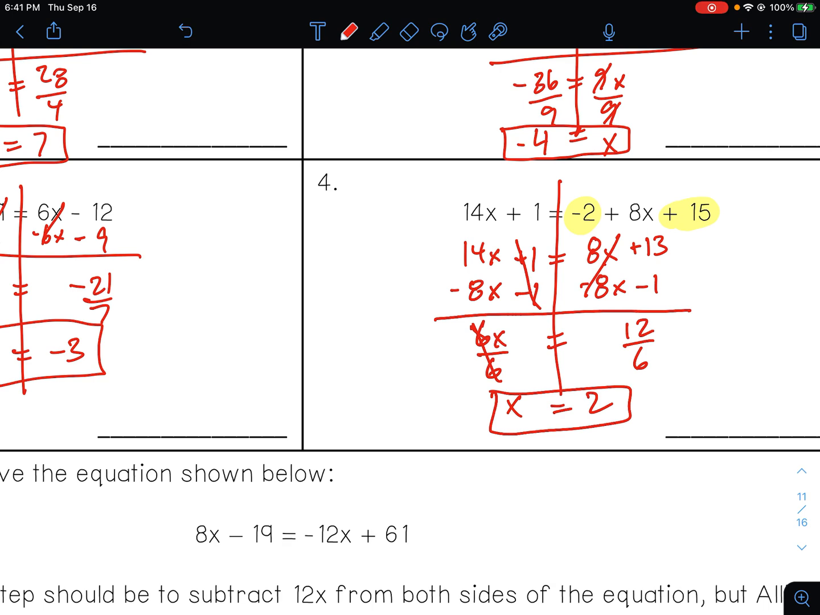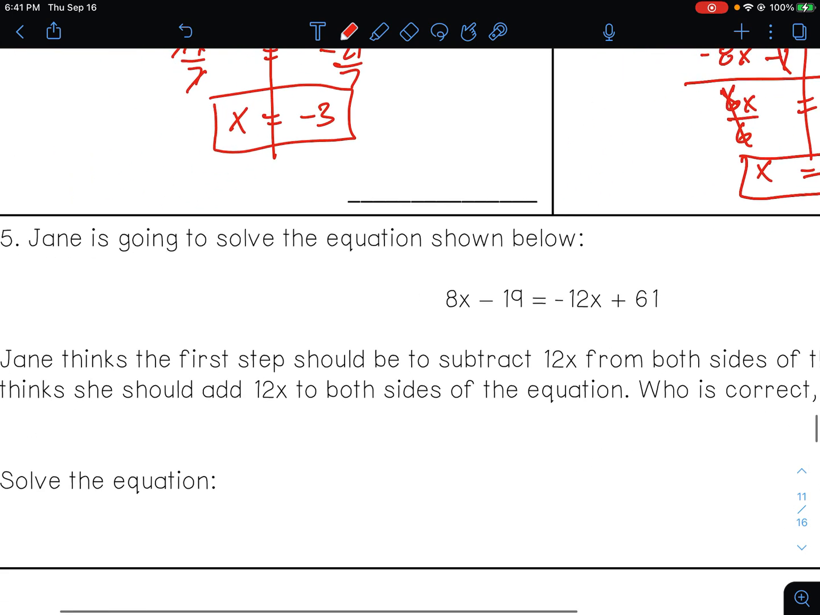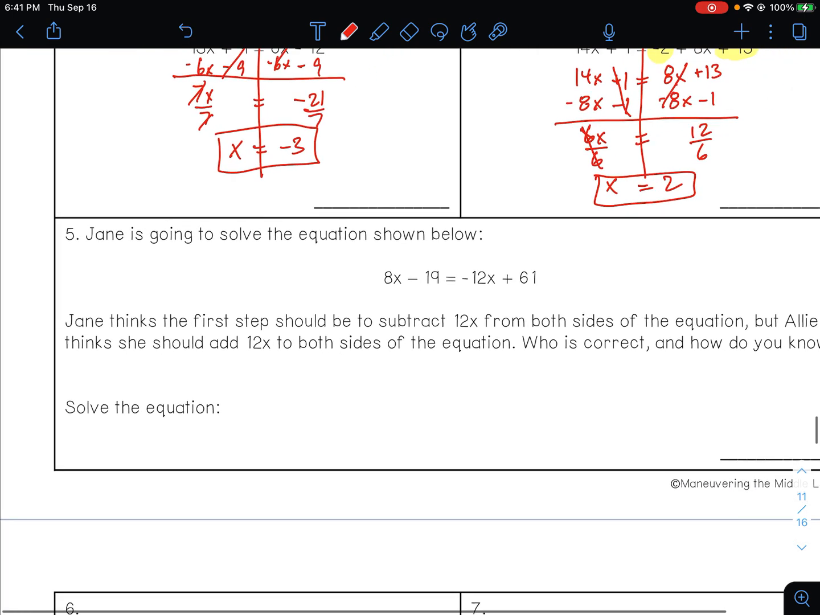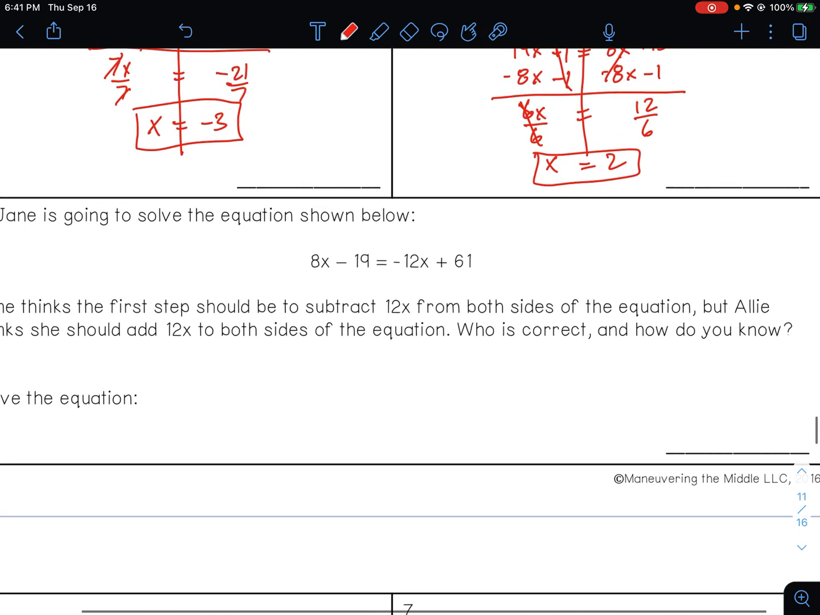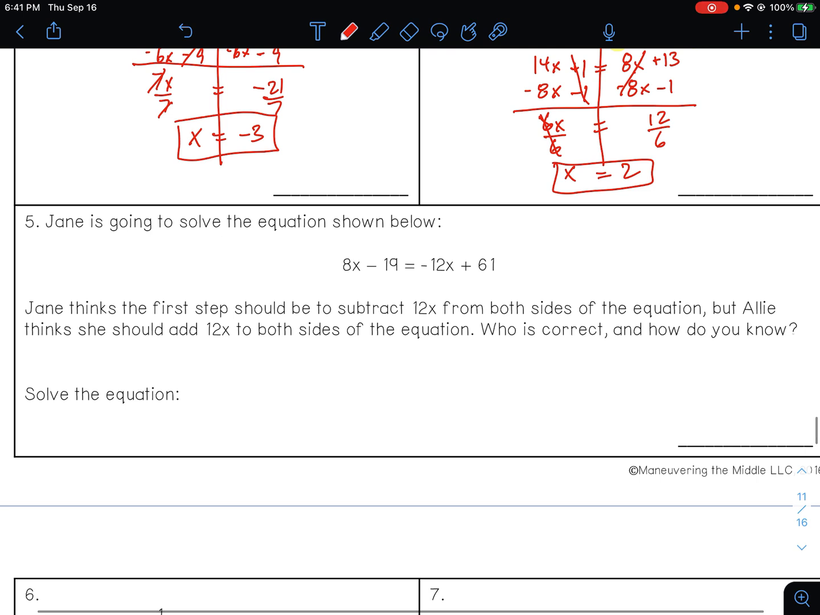Hurrah. So far, so good. Let's go to number 5. I think I have room. I think it shows the whole thing. Yep. Good. So we've got Jane. And what does it say about Jane? Jane is going to solve the equation shown below: 8x minus 19 equals negative 12x plus 61. Jane thinks the first step should be to subtract 12x from both sides of the equation, but Allie thinks you should add 12x to both sides of the equation. Who is correct? How do you know?